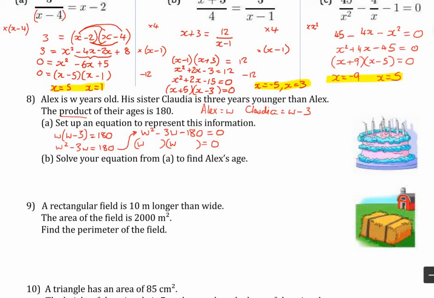Okay, so looking for two numbers that times together to make 180, add together to make negative 3. So I'm thinking 16, 3, no, those are too far apart. What else have we got? We've got 20 and 9. And 12. 15 and 12. So it's going to be minus 15 plus 12. So my solution is w equals 15 or w equals negative 12.